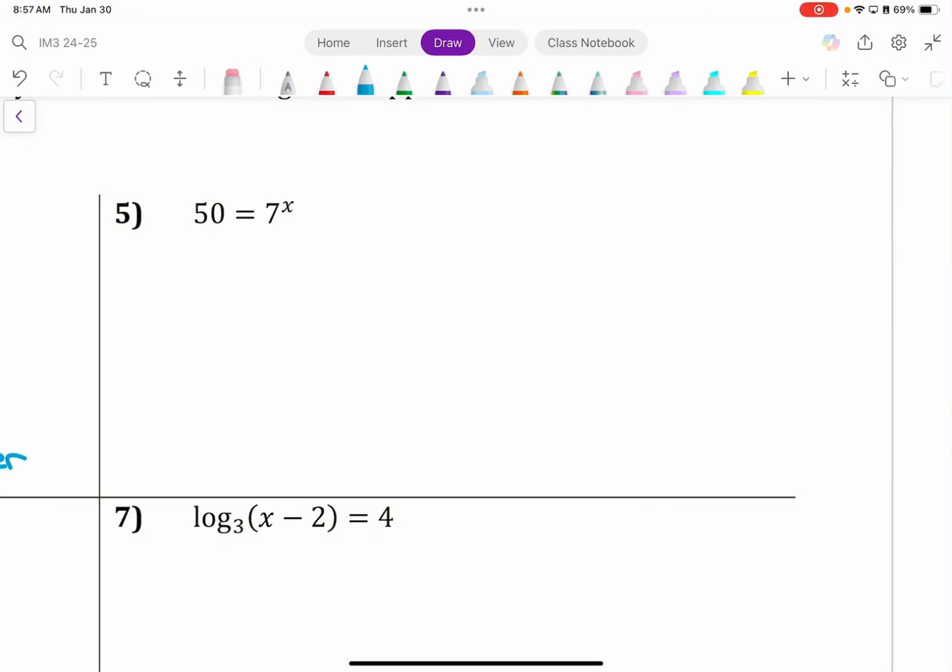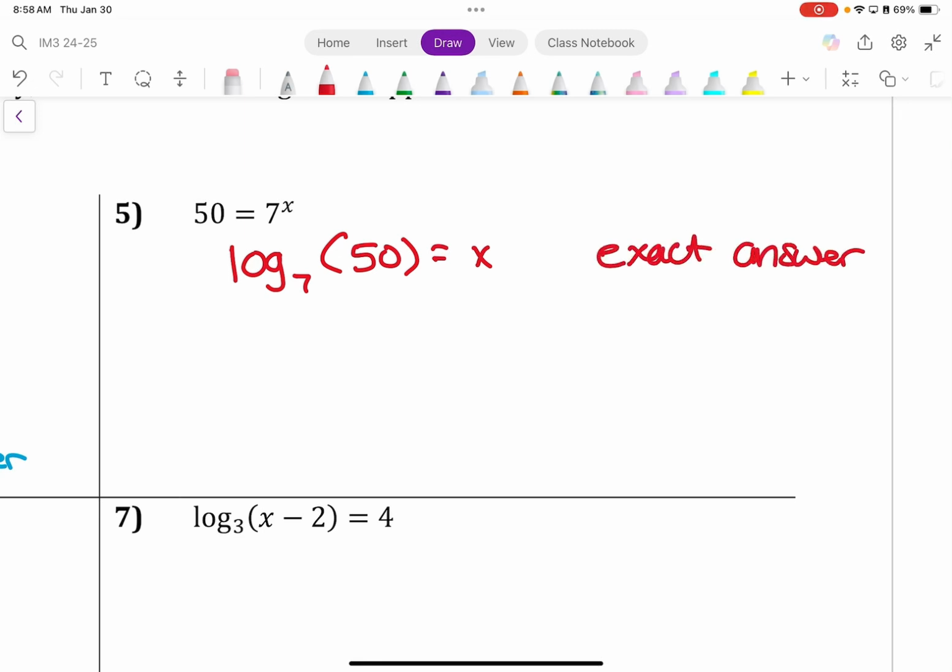All right, so number 5, 50 equals 7x. Who can tell me what this looks like as a logarithm? When I switch 50 equals 7x to a logarithm, what will I get? Log base what? Log base 7 of 50 equals x. This is your exact answer. Okay? Log base 7 of 50 equals x.